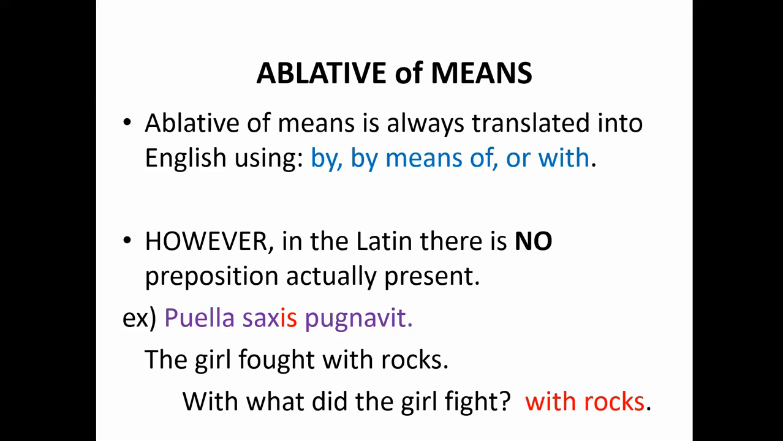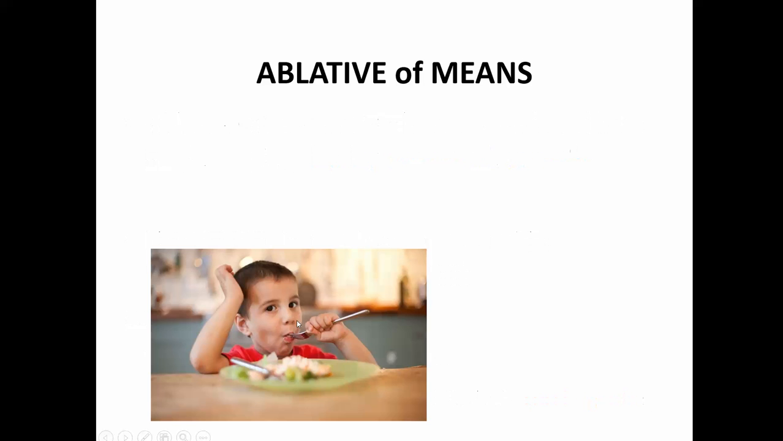It's always talking about a thing or a tool that you use to do something. That tool, in this case the rocks, is the means by which the girl fought. And there is no preposition in the Latin. Notice it's just a noun in the Latin, just a word. The thing that was being used, the means, is in the ablative.